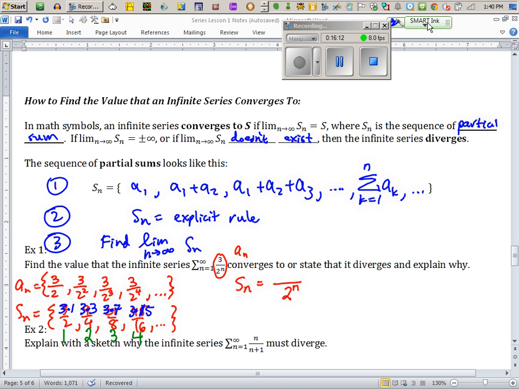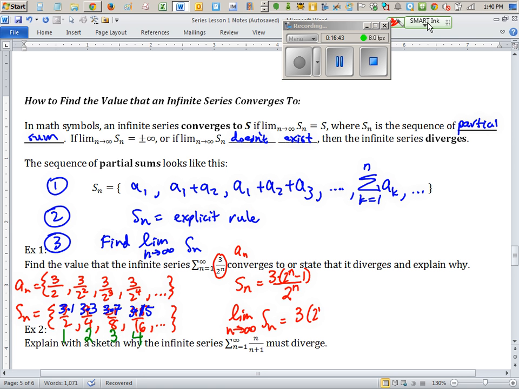1 less than what? The bottom. Yes. So this numerator resembles 3 times something. 3 times what? 2 to the n minus 1. That's step 2. And that's considered easy. This problem is considered a really easy one. And now we find step 3, the limit as n approaches infinity of s sub n.